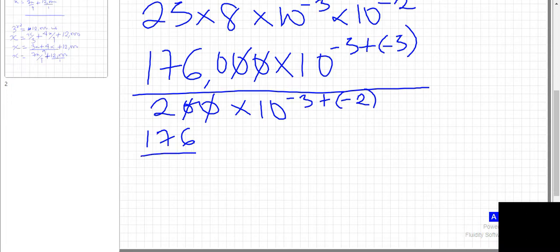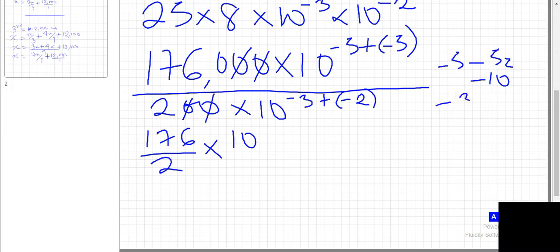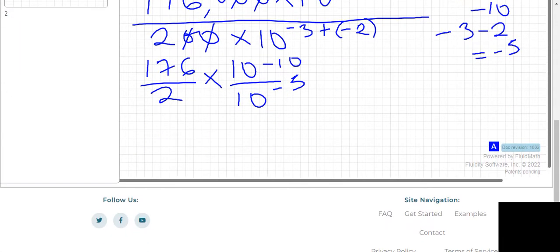176 divided by 2 times 10 raised to power minus 5 plus times minus will give us minus 5, and that will be equal to minus 10. The other one will have minus 3 plus times minus will give us minus 2, and that will be equal to minus 5. So we are going to have 10 raised to power minus 10 all over 10 raised to power minus 5. Good. Now let's go further.